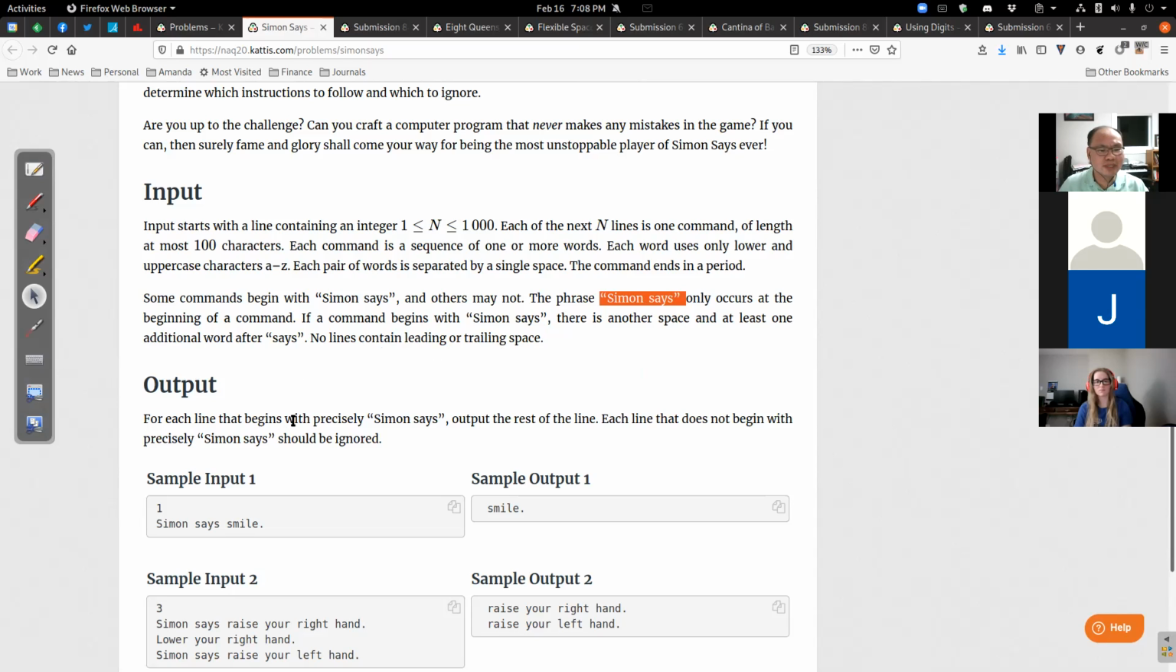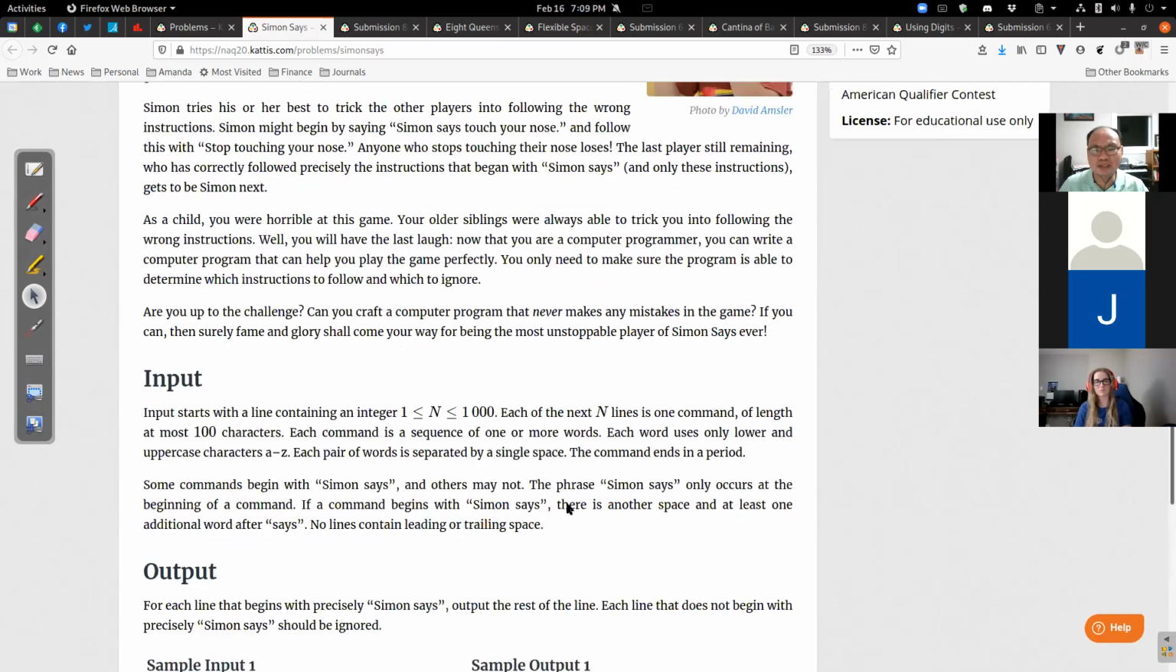For each line that begins precisely with Simon says, output the rest of the line. Each line that does not begin with precisely Simon says should be ignored. It says the rest of the line, and there was a question during the contest: does that mean this space as well? And the answer is yes. But if you don't know for sure, you can hit copy, or you can just try to highlight this, and you can see that extra space.